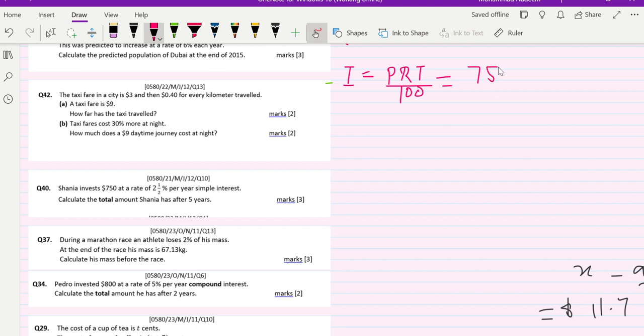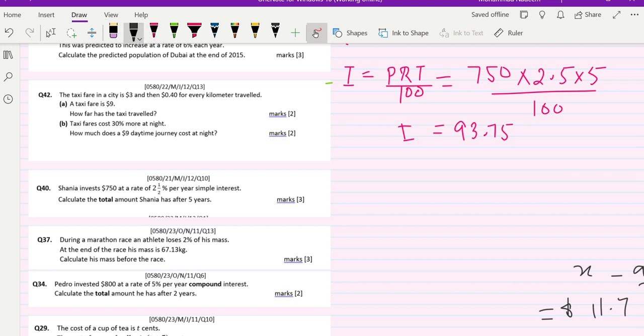So she is investing 750 and the rate is 2.5. 2 whole 1 over 2 means 2.5. For 5 years, time is 5 divided by 100. So let's simplify. 750 times by 2.5 times by 5 and whole divided by 100 will give us 93.75. This is the amount of interest, 93.75, that she will get after 5 years.